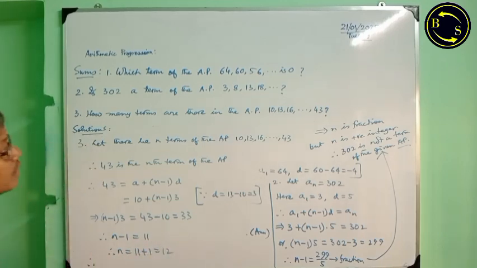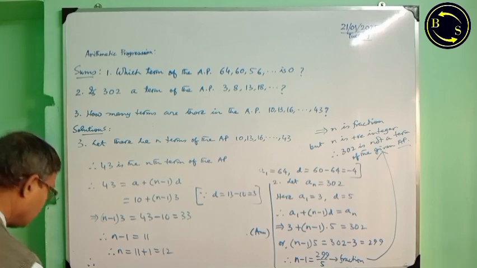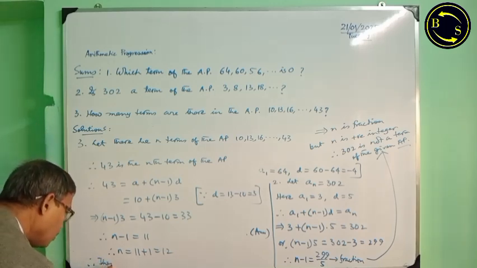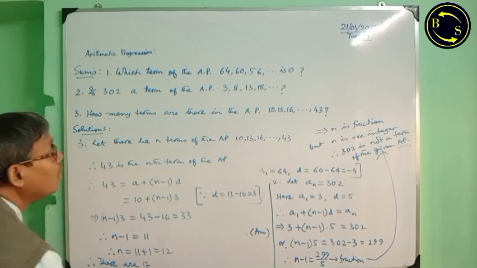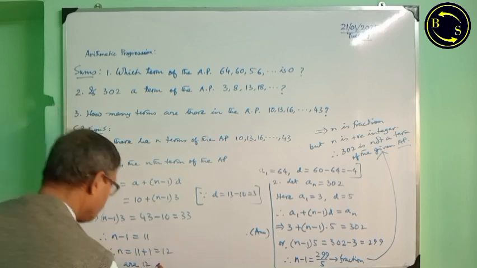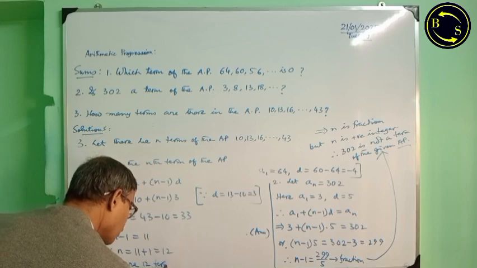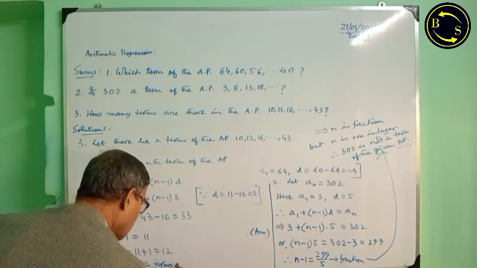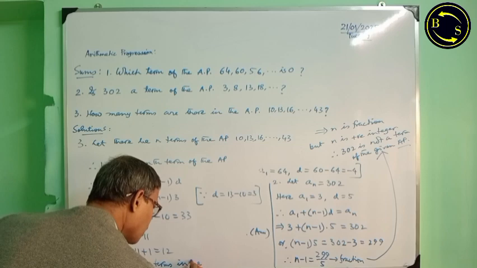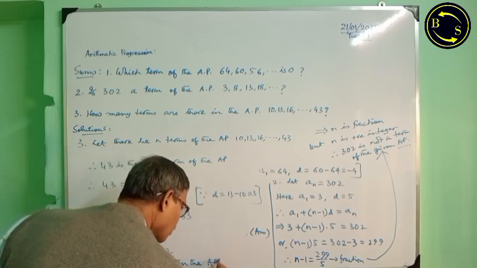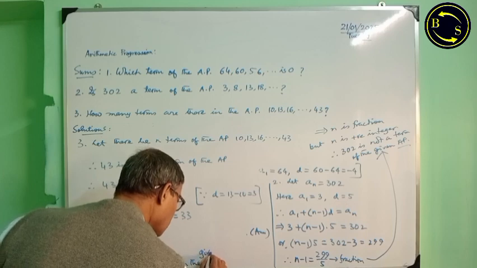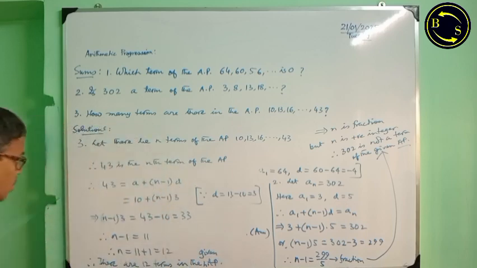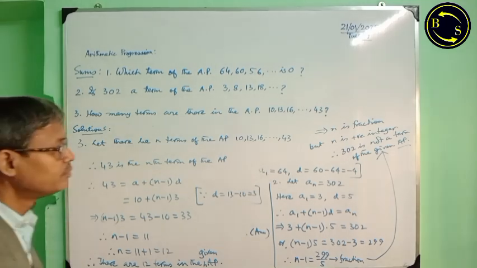Therefore, there are 12 terms in the AP. In the given AP, no need of writing repeatedly. There are 12 terms in the given AP. Therefore, the sum is solved.